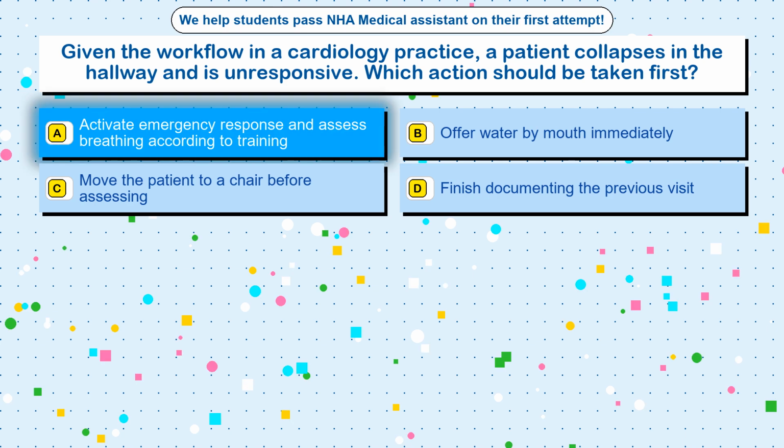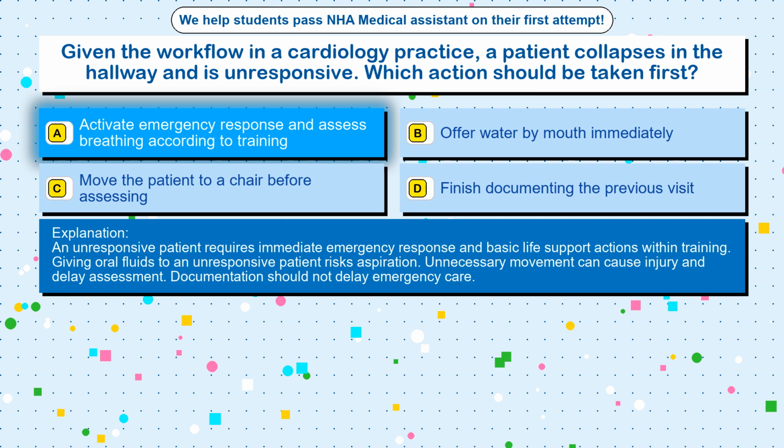The correct answer is option A. Activate emergency response and assess breathing according to training. An unresponsive patient requires immediate emergency response and basic life support actions within training. Giving oral fluids to an unresponsive patient risks aspiration. Unnecessary movement can cause injury and delay assessment. Documentation should not delay emergency care.